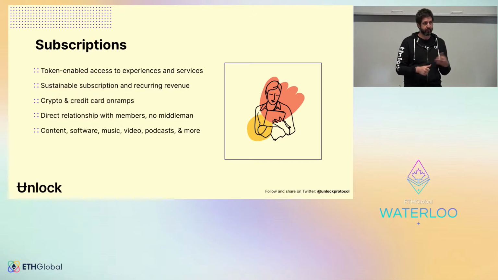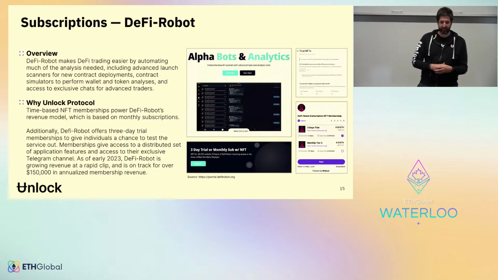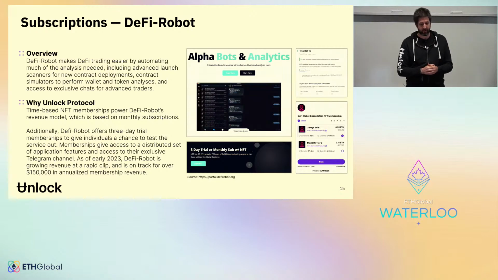That works for content, blogs and stuff, software, features inside of an application, music, video, podcasts, everything you can think of here. An example of this, one of our most popular users these days, and you probably don't see it here, but it's because they charge about $300 per membership, is something called AlphaBot, a DeFi robot. They provide DeFi insights, and they have a monthly subscription that people pay for. At this point, they're generating about $150,000 a year in revenue from that little app and bot that they have on Telegram. So it's actually a pretty cool use case here.